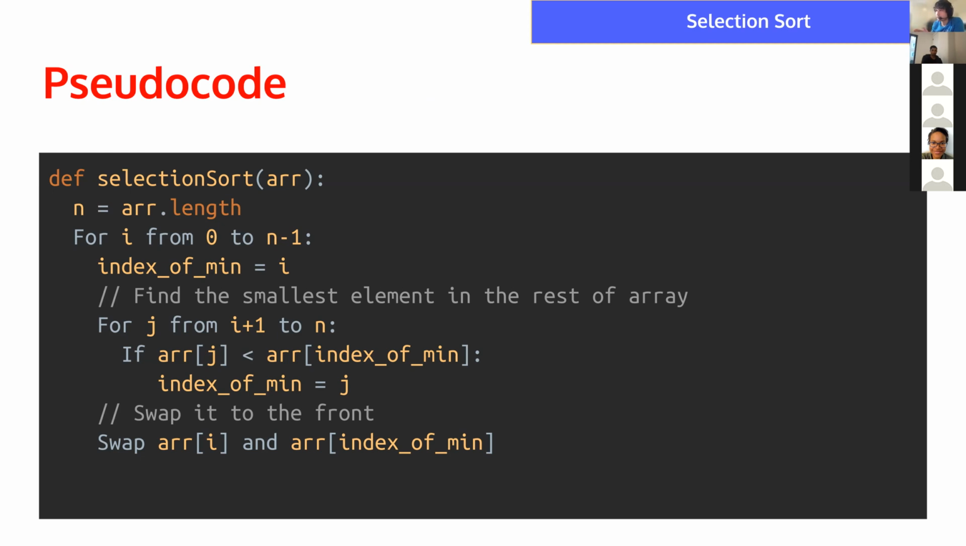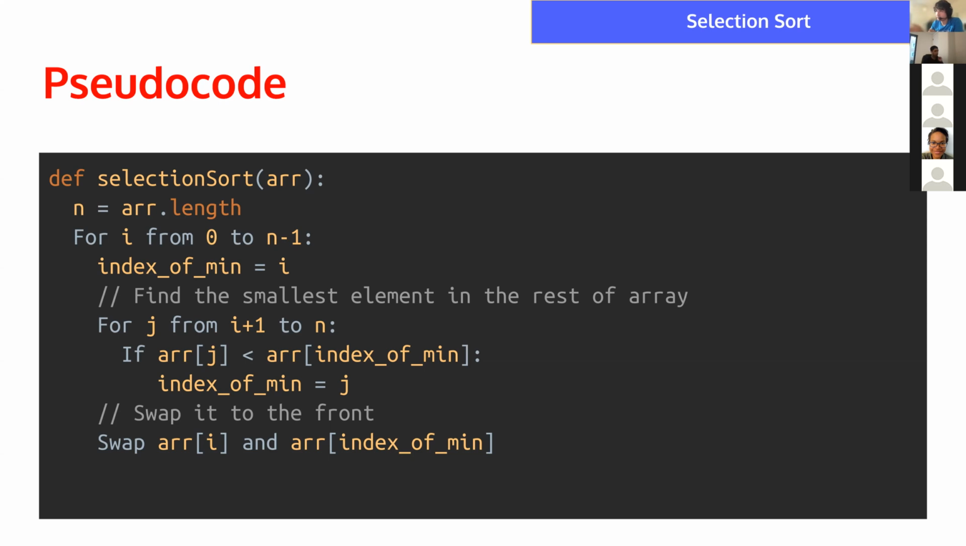Then inside that loop, we're going to go through the array again, starting at I plus 1. So initially, I is 0, representing the start of the array. Our goal now inside the inside loop is to find what is the smallest element in the rest of the array.